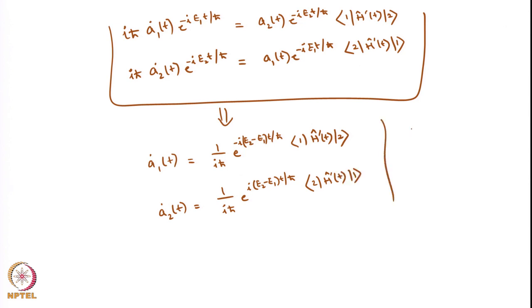Now let us say E2 minus E1 is equal to delta E, which is equal to h bar omega 2 1. Omega 2 1 will be the angular frequency that corresponds to the energy difference between the E2 and E1 states. So now you can see when I replace E2 minus E1 as h bar omega 2 1, the h bar in the numerator and the h bar in the denominator will get cancelled.